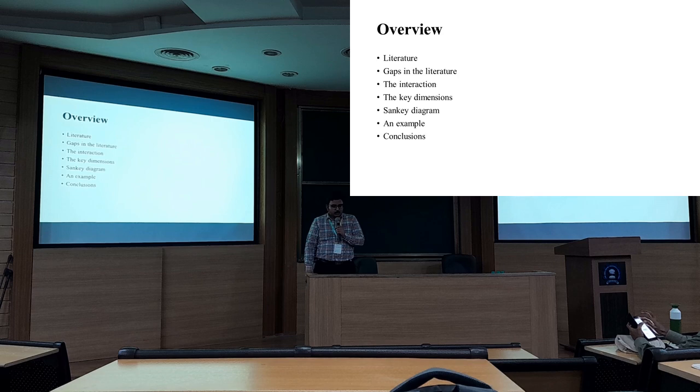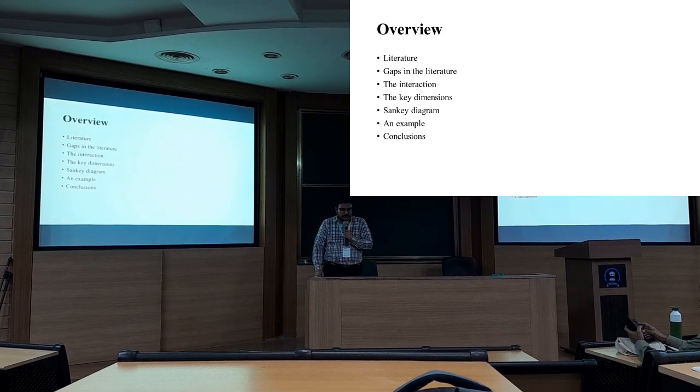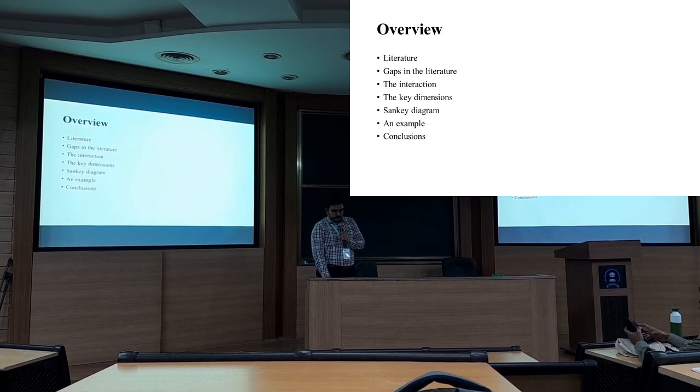I'll be shortly talking about the literature, gaps in the literature, the interaction between the human and the robot, the key dimensions, the Sankey diagram, which is the main contribution, and an example with the conclusions.